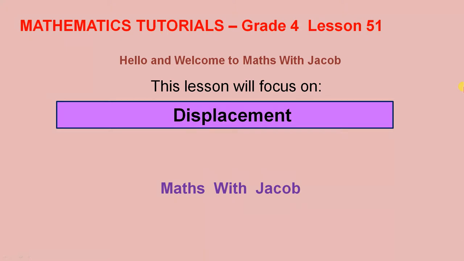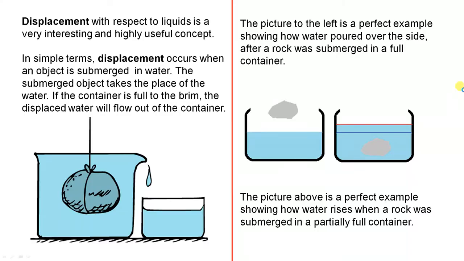This lesson will focus on displacement. Displacement with respect to liquids is a very interesting and highly useful concept. In simple terms, displacement occurs when an object is submerged in water. The submerged object takes the place of the water. If the container is full to the brim, the displaced water will flow out of the container.